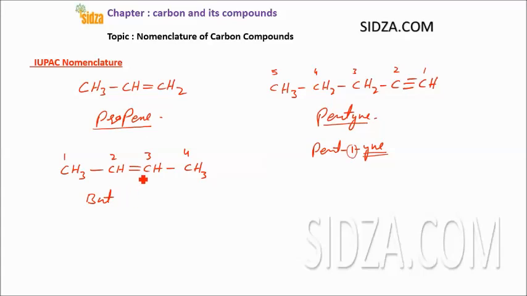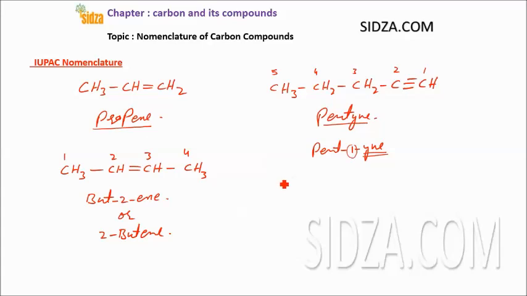And there's a double bond, so I'm going to use the butene, but I also mention the position of the double bond. It starts from the carbon number 2, so therefore it is but-2-ene, right? Sometimes we also write it 2-butene. Both are correct.